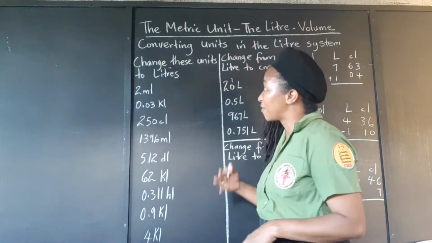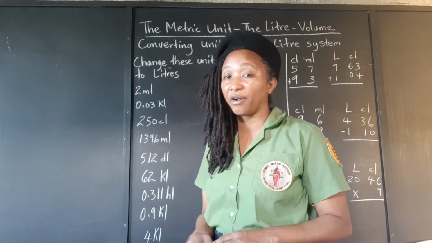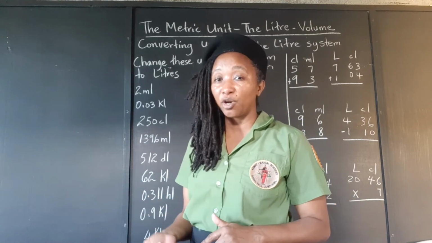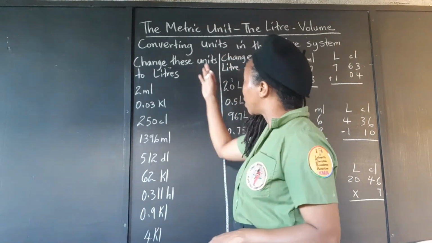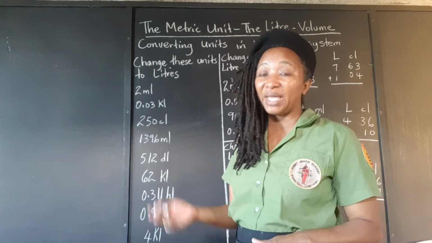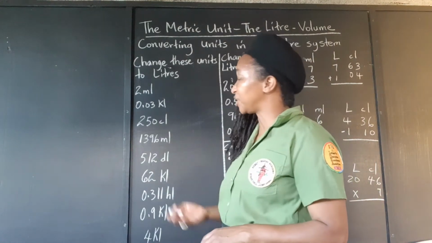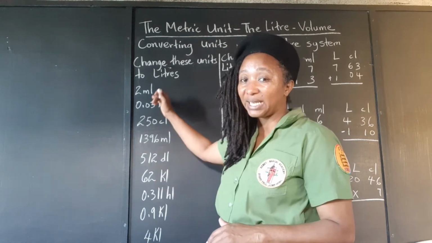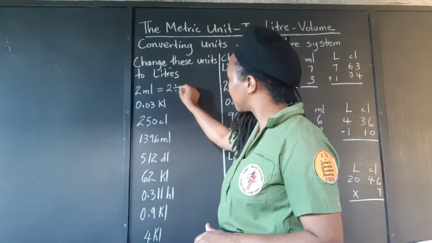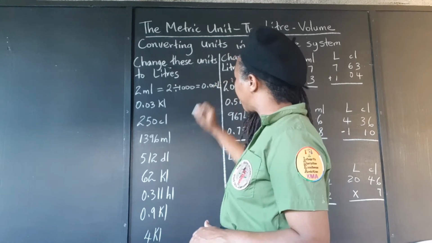Alright, so bearing those things in mind then, how many units in the other, and moving from smaller to bigger unit, we divide, bigger to smaller unit we multiply. So here we're changing these units to liters. A milliliter, there are 1,000 milliliters in a liter. So if we're changing from the smaller unit to the bigger, from milliliter to liter, we're going to divide by 1,000. And that will give us 0.002 liters.